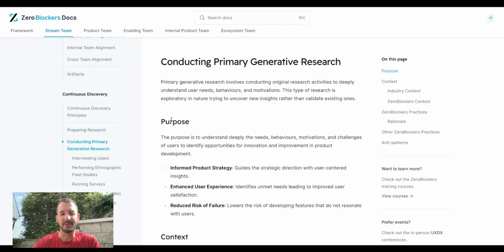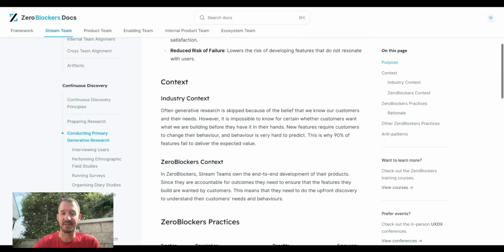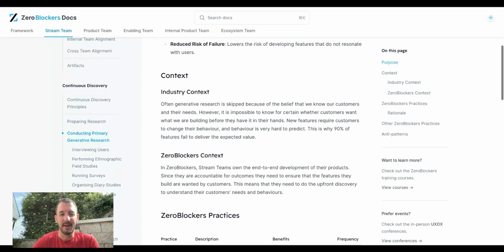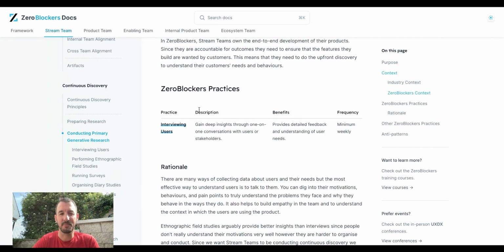So for each practice, we define the purpose. Why are we doing this? But then we define the context. And the context is critically important because there are many ways that you can do any particular thing. But the best practice depends on the context of your team. Waterfall is amazing for manufacturing on assembly lines, but it's terrible for software products. That's because of the context. Then we define what are the different ways that you can deliver on this process.